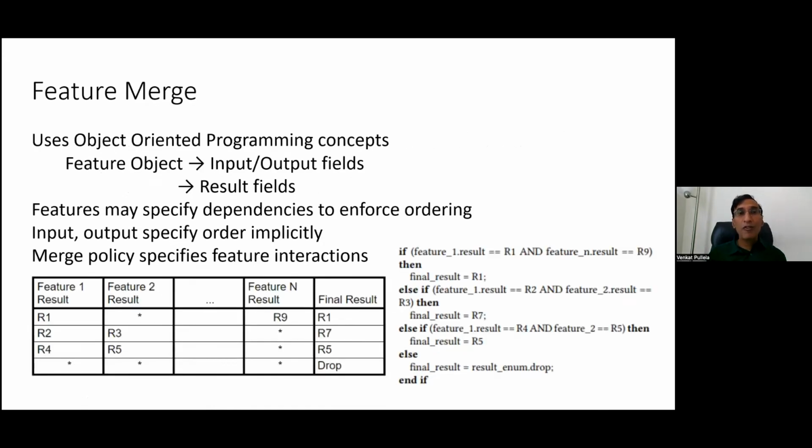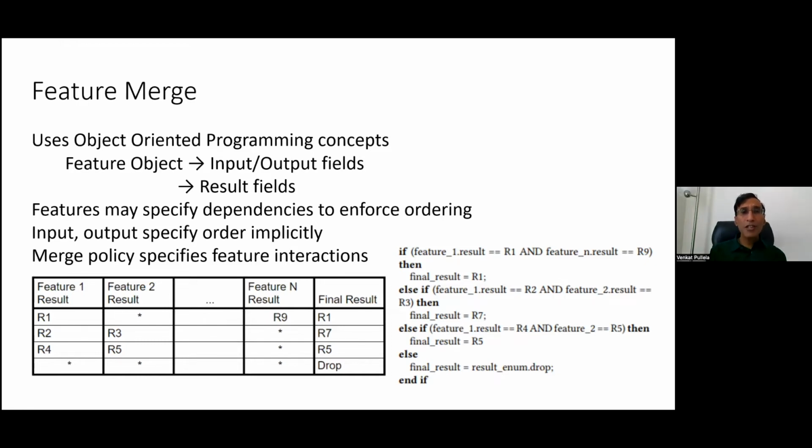The next one we talked about, feature merge, essentially follows object-oriented methods. Each feature is an object, has input and output fields. Explicitly, certain fields are specified as result fields, and then you can specify feature ordering. They may have dependencies. Certain features may need something else. For example, you need a direction of flow in PNA before you can do something. So if you specify a dependency on the direction, this feature will be placed at an appropriate location. Implicitly, there is an order, and certain order can be explicitly specified, right?